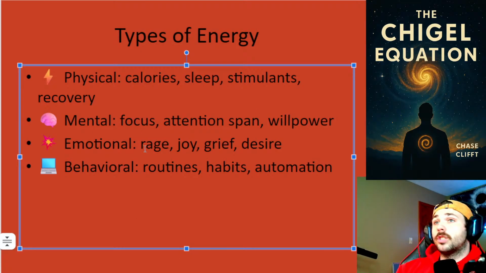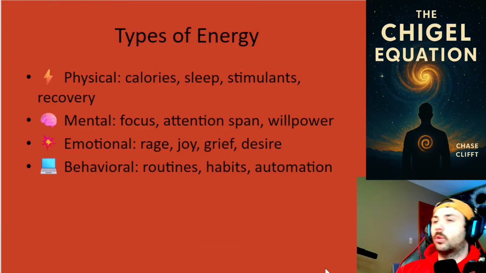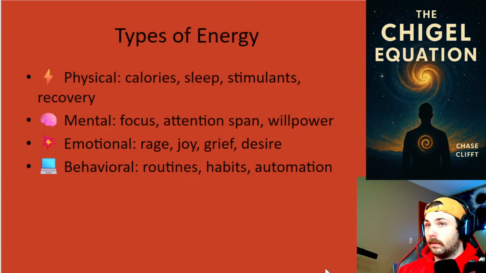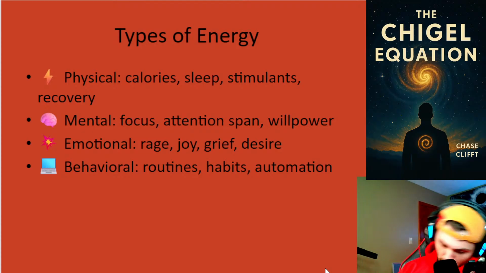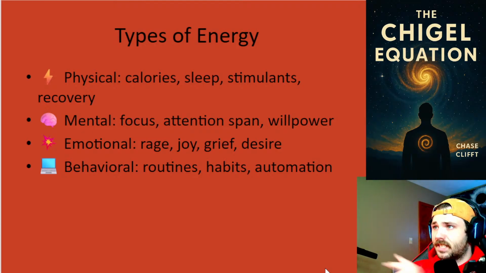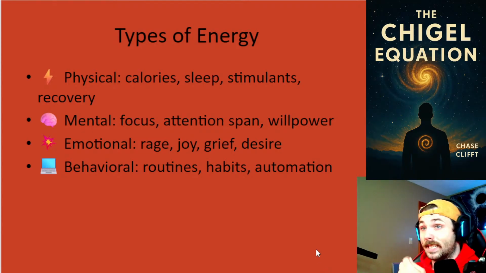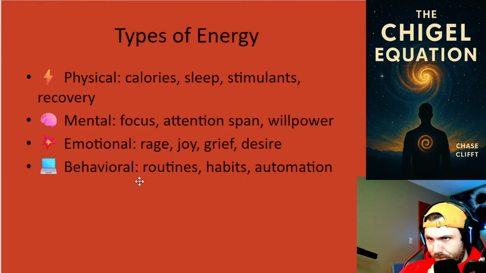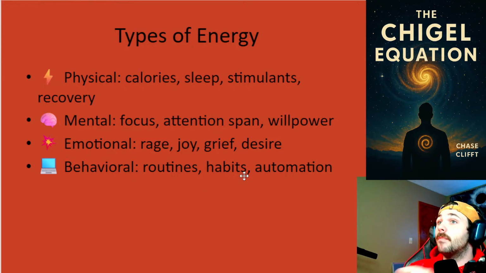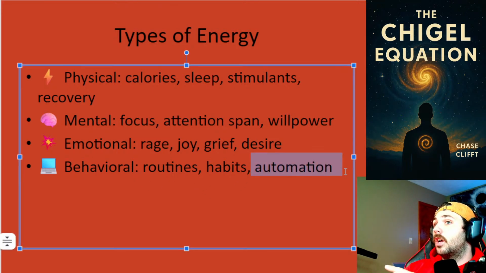Let's go over emotional stuff, right? Types of different energy that you put out into emotions like rage, joy, grief, desire, all these things that are energy leaks if you don't use them correctly. Again, we'll go over what energy leaks are in a minute because, again, this is all about how we optimize your energy instead of trying to gain more and more and more. Behavioral: routines, habits, automating things. This one's going to be big for helping you guys with energy leaks. We're going to come back to that.